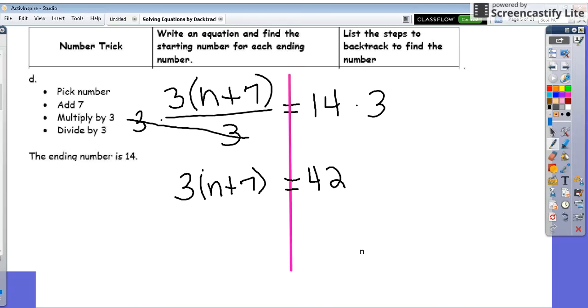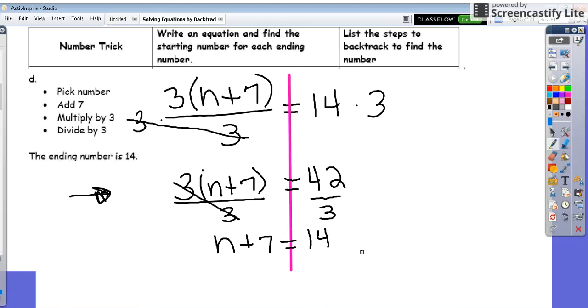And so now we're at this right here, at this point. And we don't really have to worry about anything from above. We're just going to start from there. So we have pick a number, add 7, multiply by 3. So the opposite of multiplying by 3 is dividing by 3. So that cancels that operation out. So now we're going to bring down that n plus 7. 42 divided by 3 is 14.